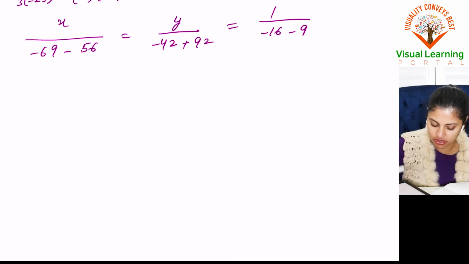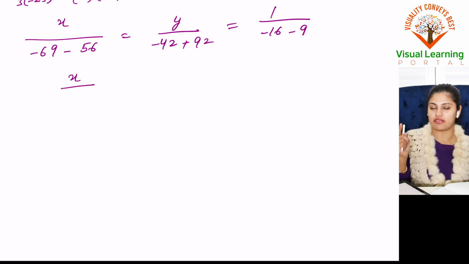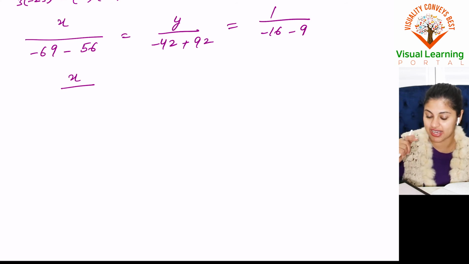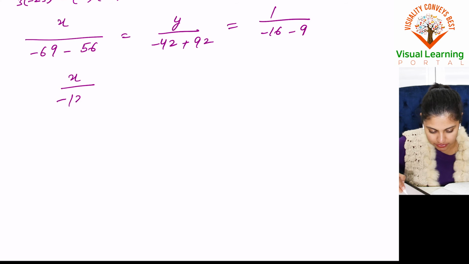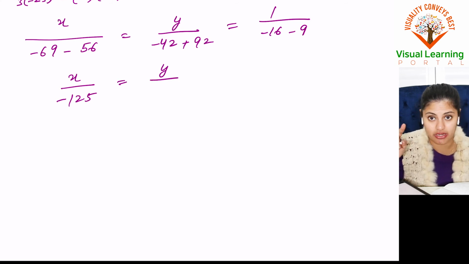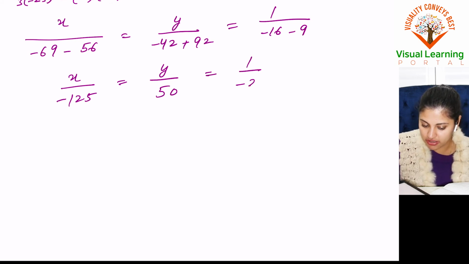Okay. So you will get x divided by minus minus is plus. You're going to do minus minus plus, check with the sign of the bigger term, which is 69, is negative. So you're going to put a negative sign. That will give you negative 125 is equal to y. Plus minus is minus. You're going to do minus, but the answer needs to carry a positive sign because 92 is of a bigger term. So it will be 50 minus minus plus. So minus 25 you will get.